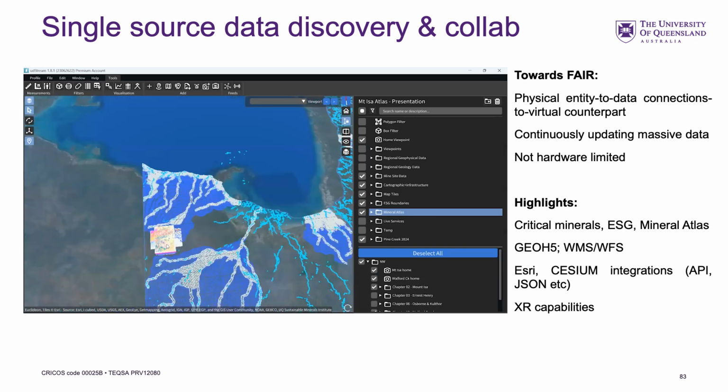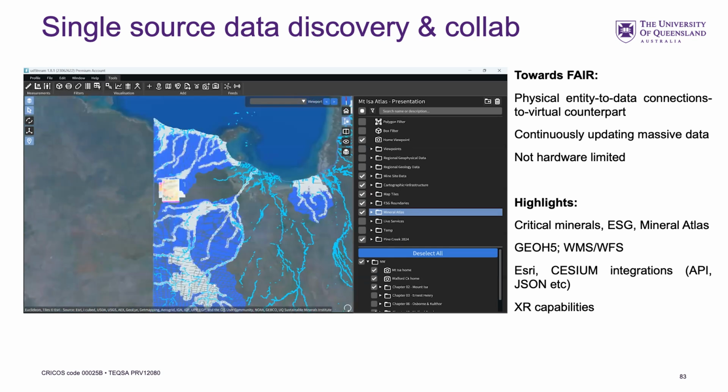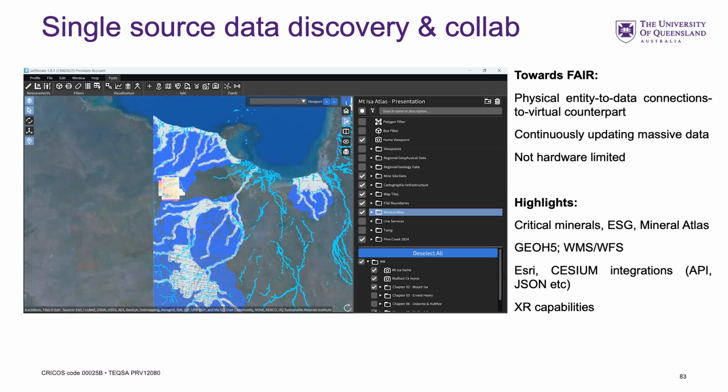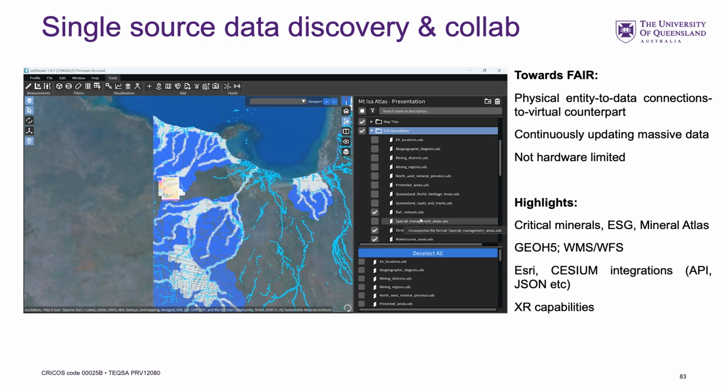And finally, the kinds of innovations that have come from this also include integration with existing enterprise software like Esri, something known as Cesium, which is a relatively well-known 3D visualization platform, and we can put this in XR environments, so Oculus Rift goggles and immersive TV visualization rooms and so on.